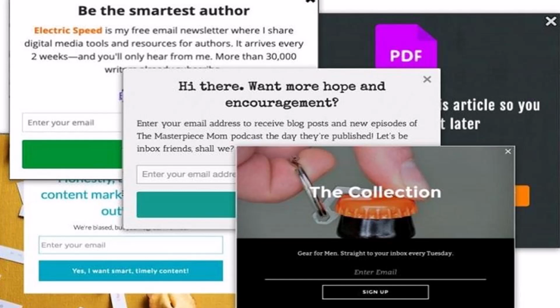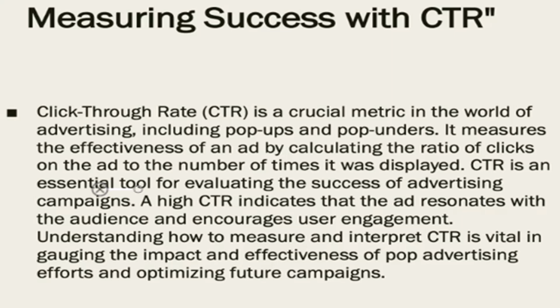Now, let's consolidate our knowledge into actionable best practices for effective pop advertising campaigns. First and foremost, always prioritize user experience. This means avoiding excessive intrusiveness and ensuring your ads enhance rather than detract from the user's journey. Secondly, optimize your targeting. Make sure your ads are reaching the right audience, those who are genuinely interested in what you're offering. Thirdly, test frequency capping diligently to prevent ad fatigue. You don't want to bombard your audience.